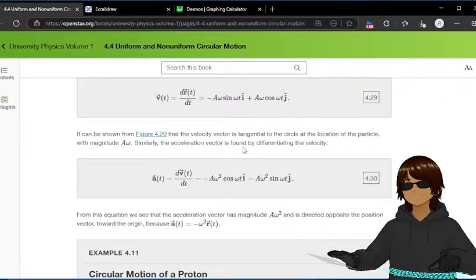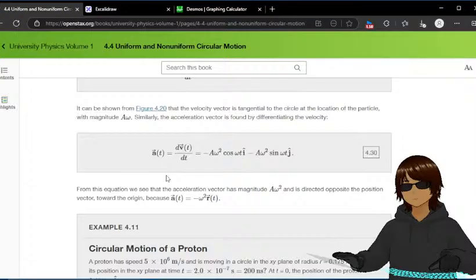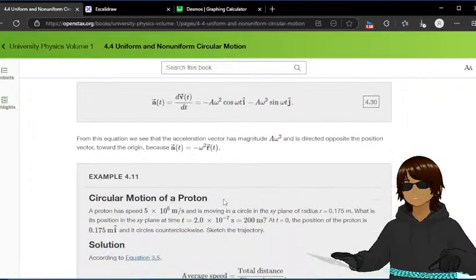Similarly, the acceleration vector is found by differentiating the velocity. From this equation, we can see that the acceleration vector has magnitude A omega squared and is directed opposite to the position vector, towards the origin. Because acceleration is minus omega squared r. So it's in the negative direction of the position vector.